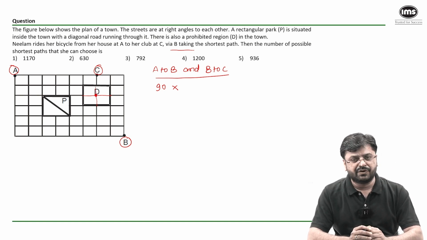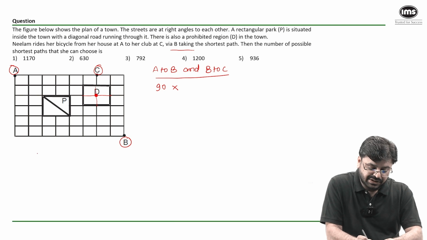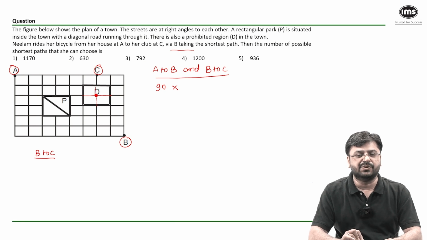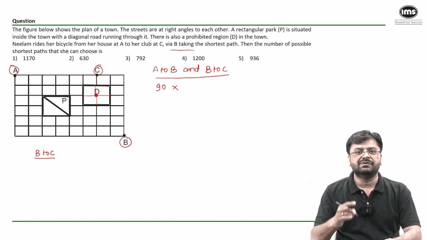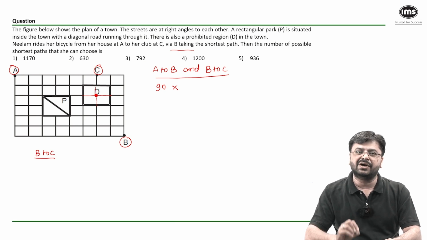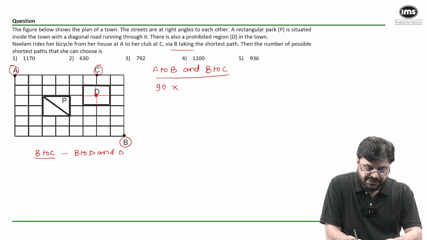So in that case, what do we do? If we construct these imaginary routes, what is Neelam doing? When she is trying to reach from B to C, she is considering all the points as if there is no restriction. But since there is a restriction, all those routes which are going from B to C via D are not acceptable. So from B to C, we'll subtract those cases which will go from B to D and then D to C.